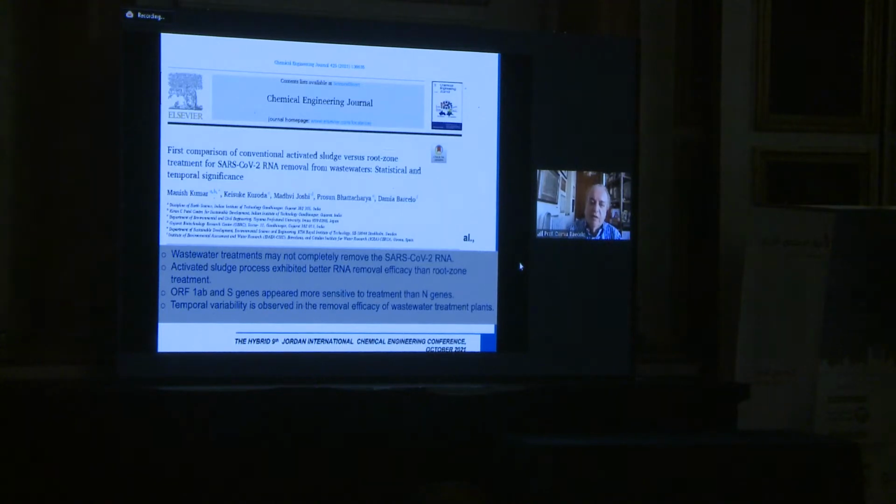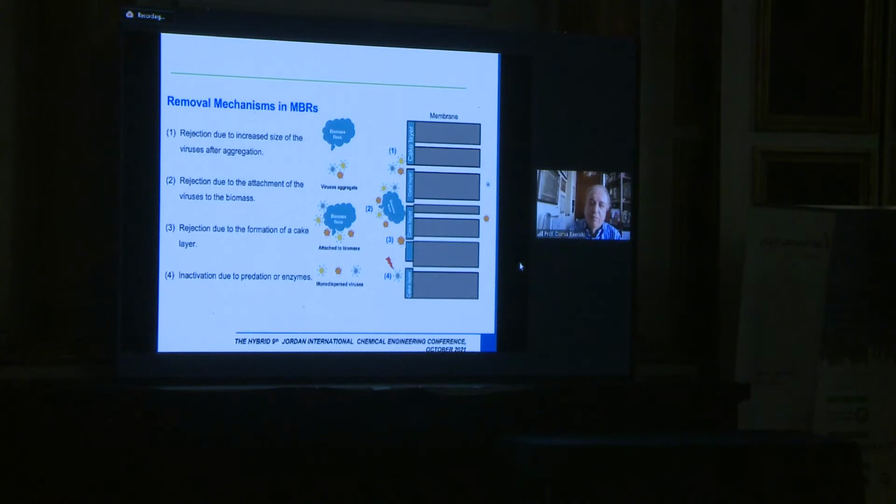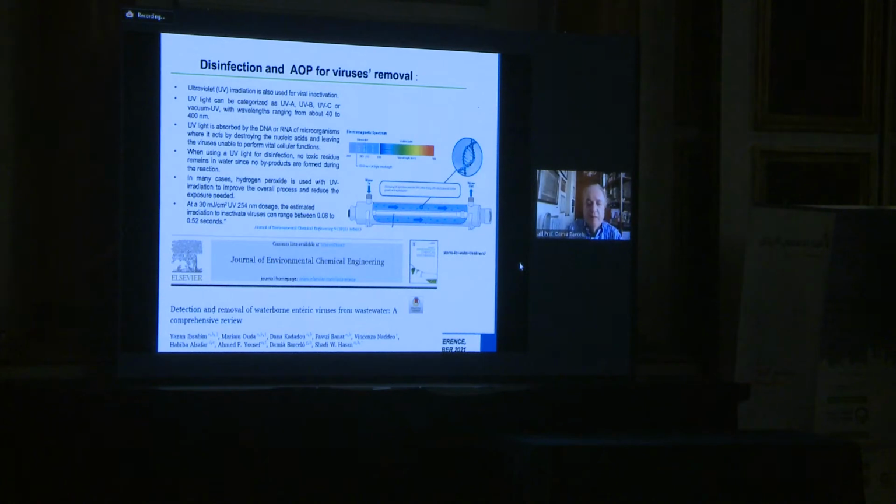Together with a colleague, Shadi Hassan in Emirates, we wrote a review paper on the removal technologies. For instance, composite membranes are one example that can be used for the removal of the virus. Also, different mechanisms of membrane technologies can attach the viruses to the biomass, and they can really help the removal rate. Advanced oxidation also seems to be very useful for this, and it works pretty well for the removal.